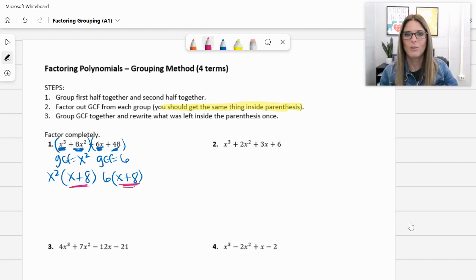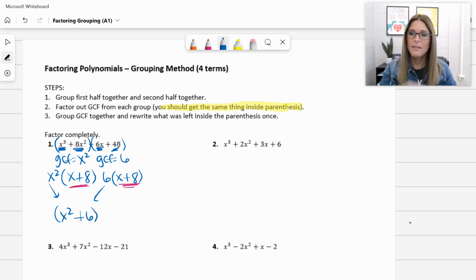And now we're going to pull our answer together. Take your GCF of x squared and 6 and make that a binomial. And then the parentheses that we saw match, the x plus 8 and the x plus 8, write that just once. And you're factored. Done. Final answer.